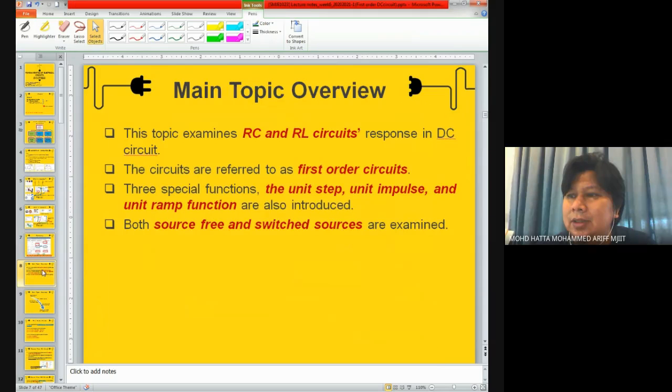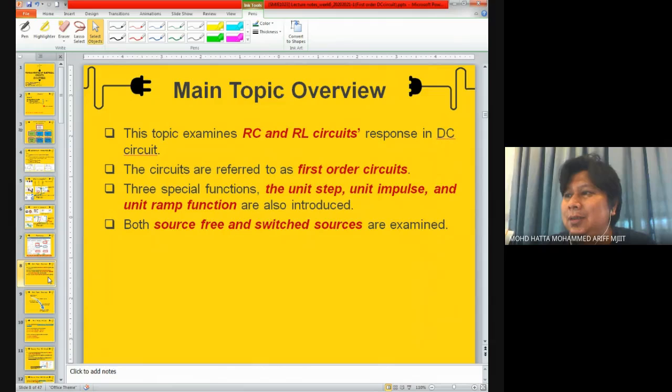All right, I think that's just an introduction about capacitor and inductor. Our main topic is yet to come. Okay, this is what is going to happen in our main topic, the topic that I would like to share today.